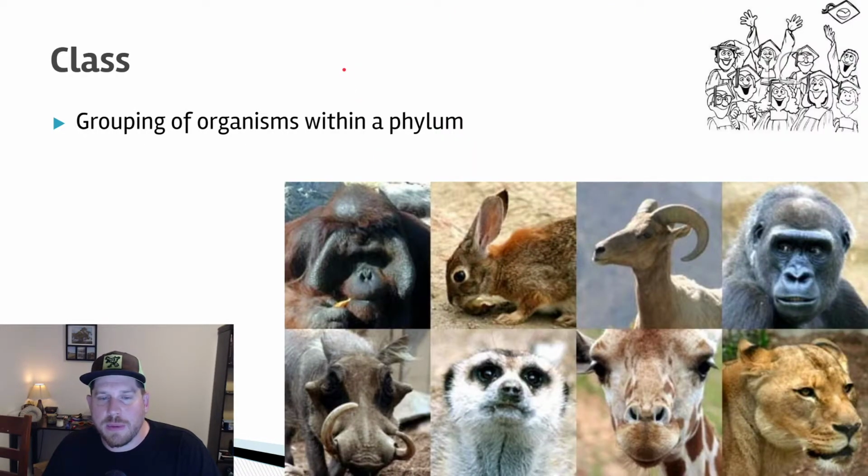Breaking it down a little bit more specifically, a class, in this case, looking at all of these pictures, they all are mammals. So this is the group that they all share certain things in common. Most commonly known, which would be hair, also mammary glands, which is where mammals get their name, and the ability to feed their young with milk.